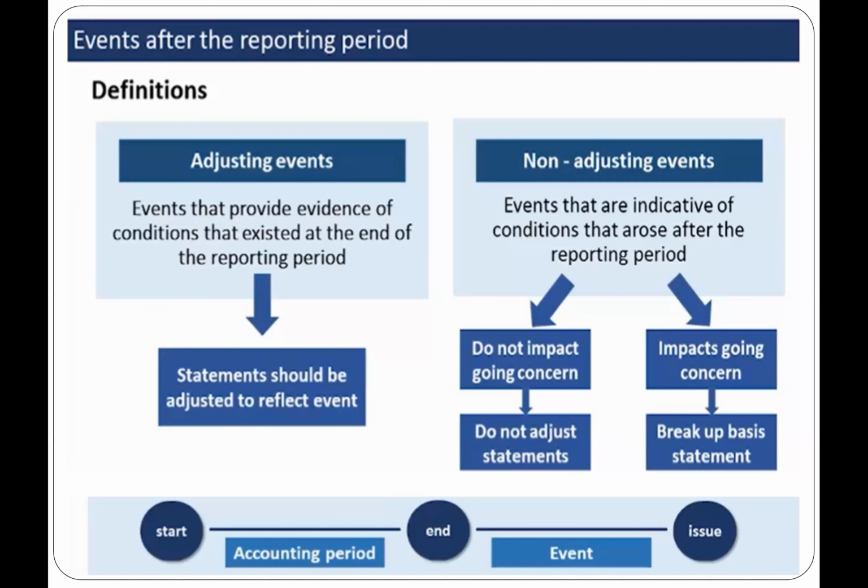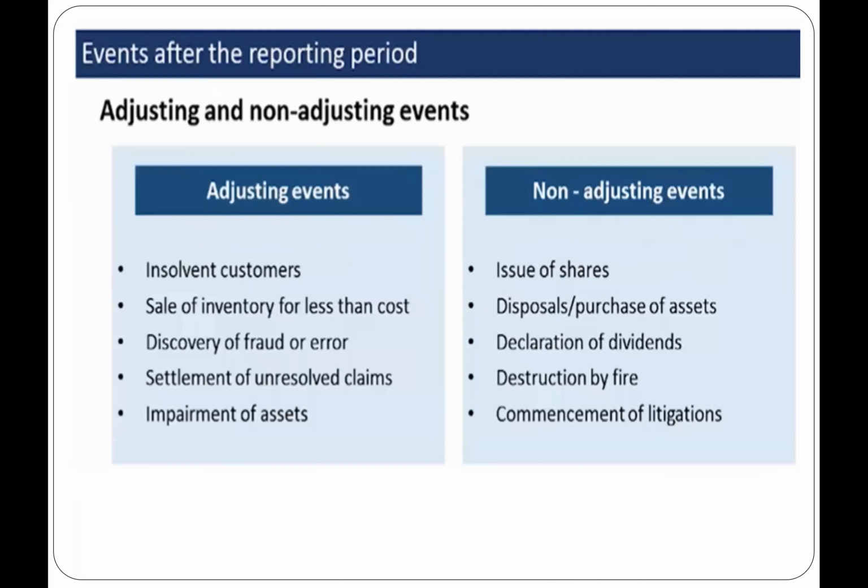But if it's telling you about things that then happened after year end, it means you don't have to adjust anything. But you need to ask yourself whether you feel it's going to affect the going concern basis upon which you prepared your financial statements or not. If it impacts on going concern, you use the breakup basis to prepare your financial statements. If it does not, then you don't need to adjust financial statements. You simply need to disclose in your notes to the financial statements. So that's basically events after reporting period.